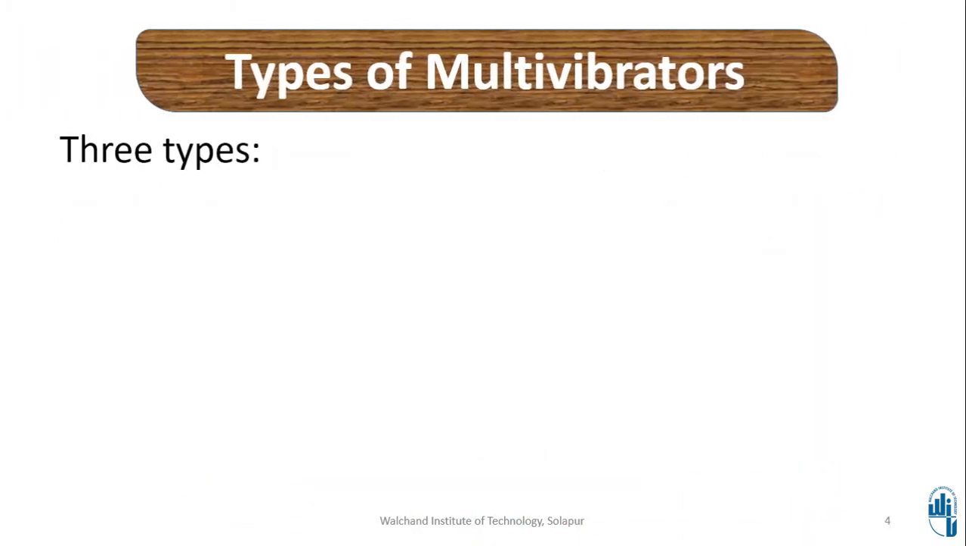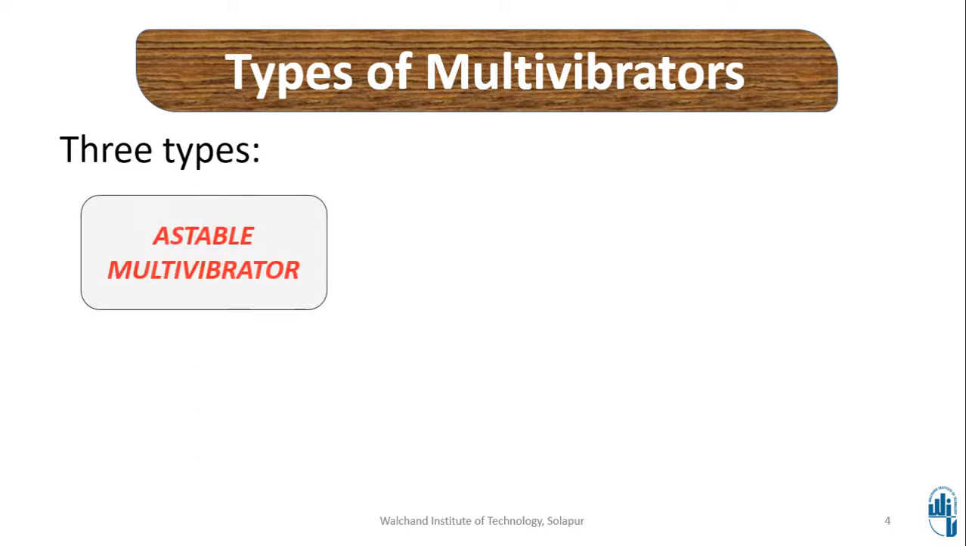There are basically three types of multivibrators. The first is the astable multivibrator. This kind of multivibrator produces square waves or a rectangular wave that has some sort of duty cycle, which is either less than 50%, more than 50%, or even equal to 50%. This type of multivibrator doesn't require any external input for its operation or for the production of the output waveforms.